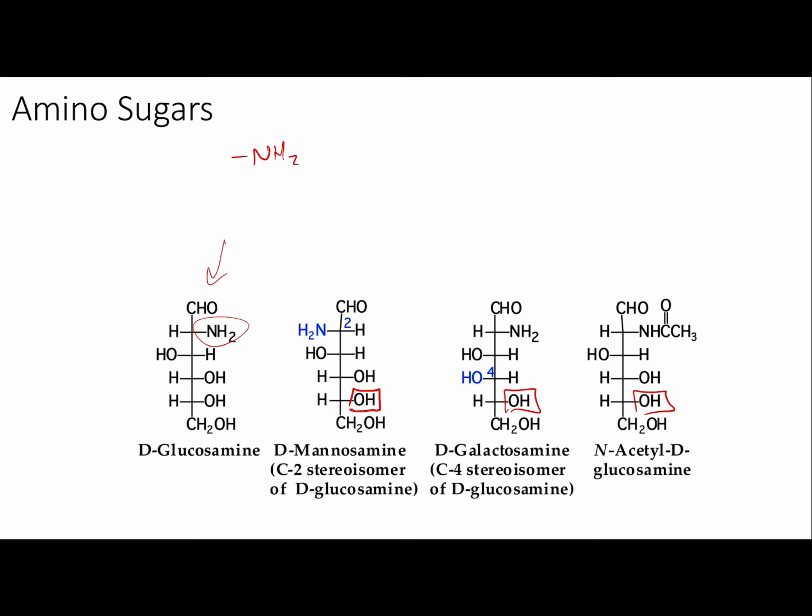Okay. The last one that I've got on here, this N-acetyl D-glucosamine, is actually just an acetylated derivative of D-glucosamine. So this guy comes from this guy. It just has an extra group added, right, to the amino. But there are only 3 common ones.